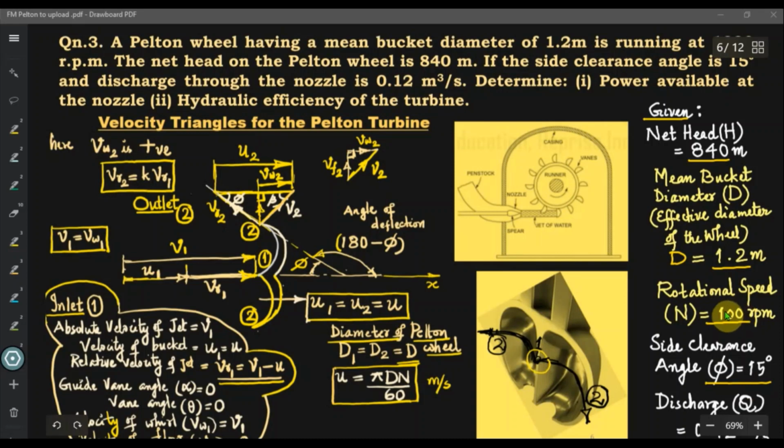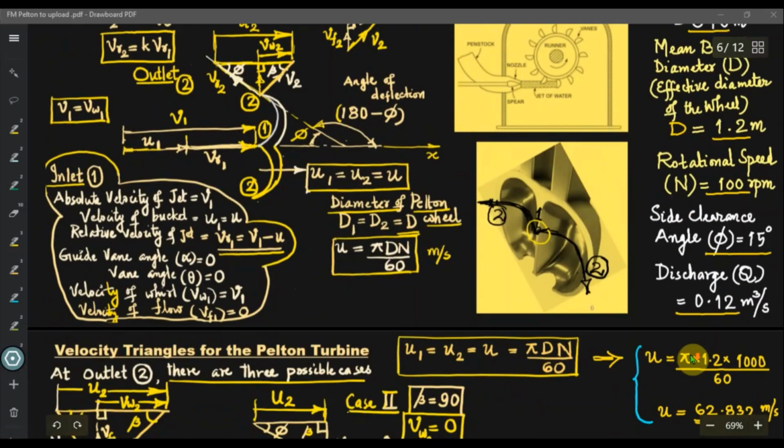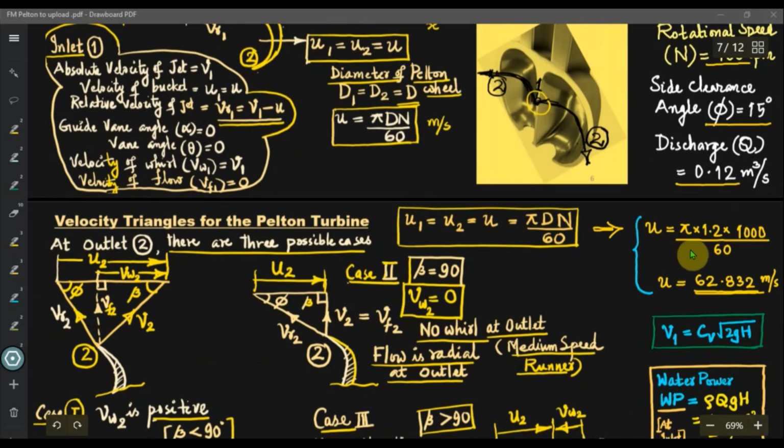Remember the rotational speed here, what is written is 100 rpm. It is not 100, it is 1000 rpm. And the discharge Q is equal to 0.12 cubic meter per second. We know that the tangential velocity of the wheel u is found out by pi D N by 60. So if you substitute over here pi D N by 60, diameter is 1.2, that is the mean bucket diameter or effective diameter of the Pelton wheel, and rpm N is 1000, then divided by 60. So if you make use of that, then the tangential velocity of the wheel is 62.832 meter per second.